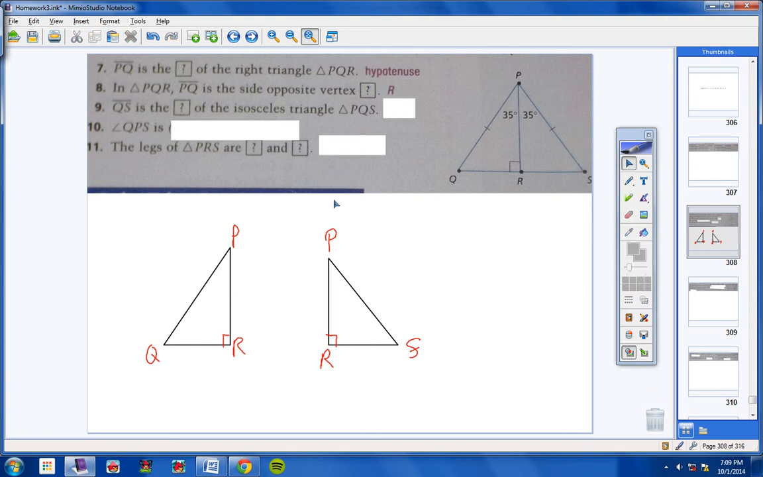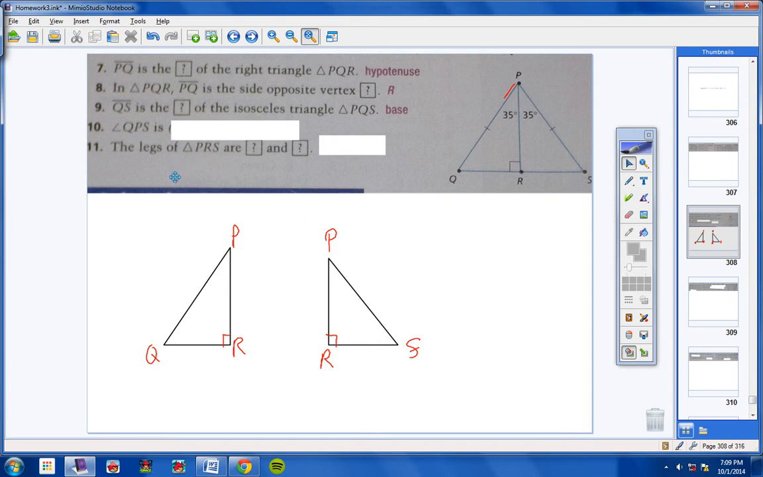Okay, moving on to number 9. QS is the blank of the isosceles triangle PQS. Now here's the isosceles triangle PQS right up here. That's the whole triangle together, and we know it's isosceles because of this congruent mark here and this congruent mark here. Okay, now what they're asking us is what is QS called? Well, we learned that in an isosceles triangle, the two congruent sides are called legs, and the non-congruent side is called a base. So side QS is called the base. Okay, the base.